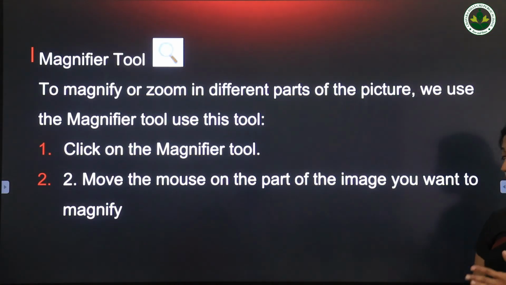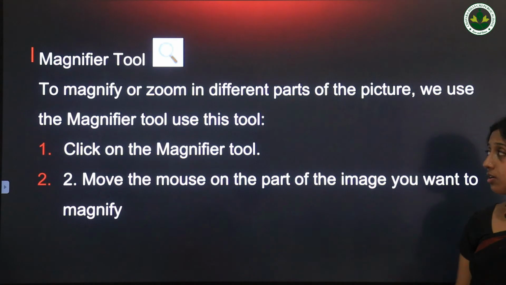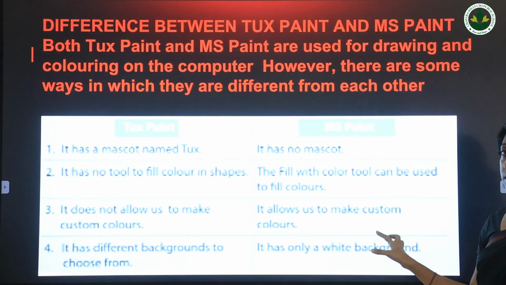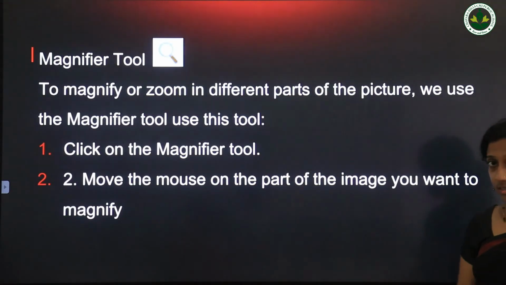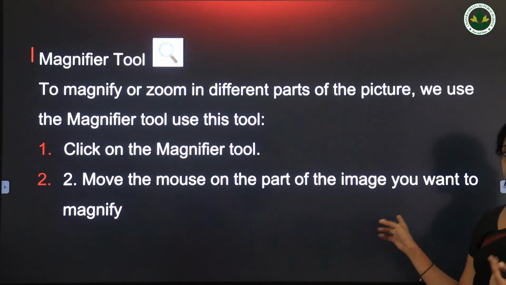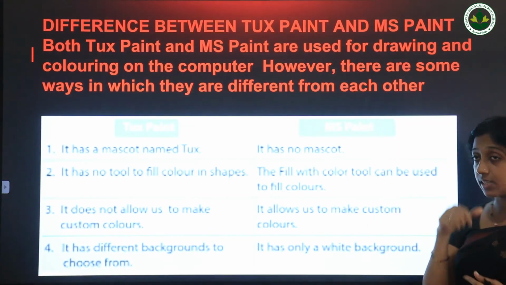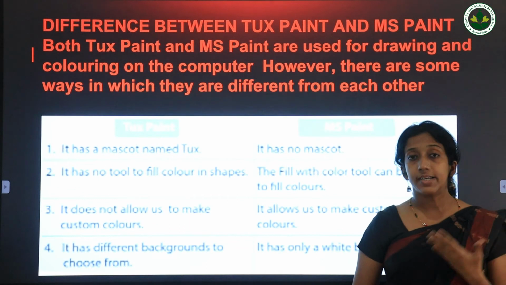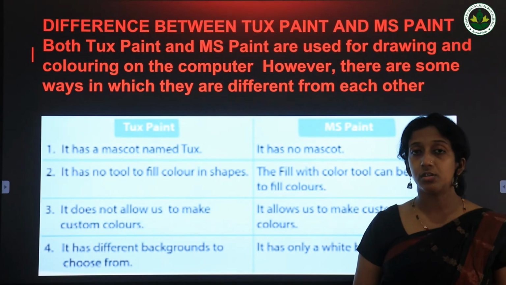Move the mouse on the part of the image where you have to magnify. So these are the different tools. These are the 6 tools that we are using in the tools group. Next, we have learned about Tux Paint, and now we have learned about MS Paint.